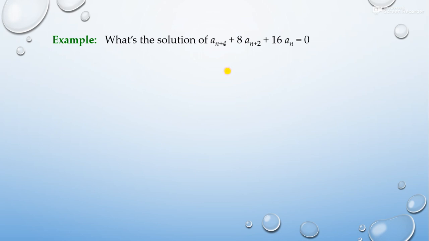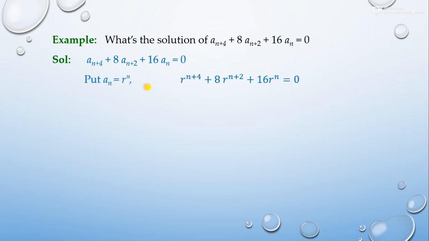For this we have the recurrence relation an plus 4 plus 8 an plus 2 plus 16 an is equal to 0. So what type of relation is this? This is a homogeneous recurrence relation. So what is the first step? First step, you have to put an is equal to r raised to the power n here. So when you put this, which type of equation will you get? You will get r raised to the power n plus 4 plus 8 r raised to the power n plus 2 plus 16 r raised to the power n is equal to 0.